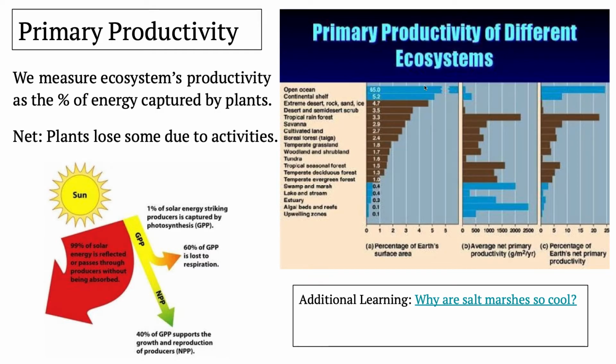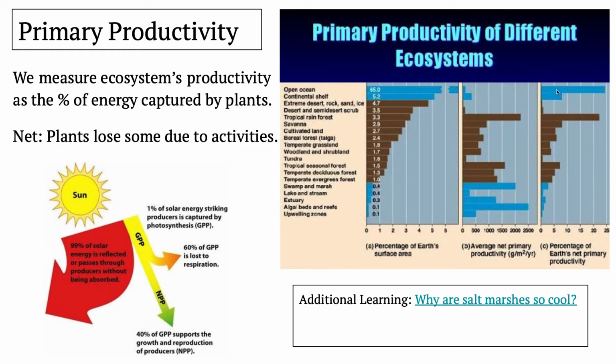So open ocean and continental shelves make up a huge part of the world, yet they barely produce anything. But things like the tropical rainforest, tropical seasonal forests, or even lakes, streams, marshes, and algal reefs are all really productive. So we can use those two things to really think about where the primary productivity is happening.